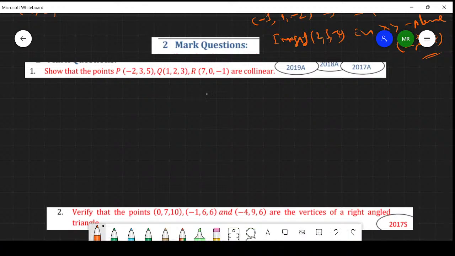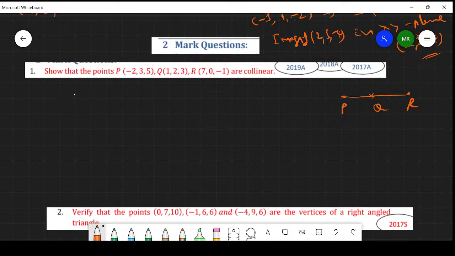Show that the points are collinear. When they are asking whether the points are collinear, suppose the points given are P, Q, R. If the points are on the same line, I can say the points are collinear. We should prove here that PQ plus QR equals PR.